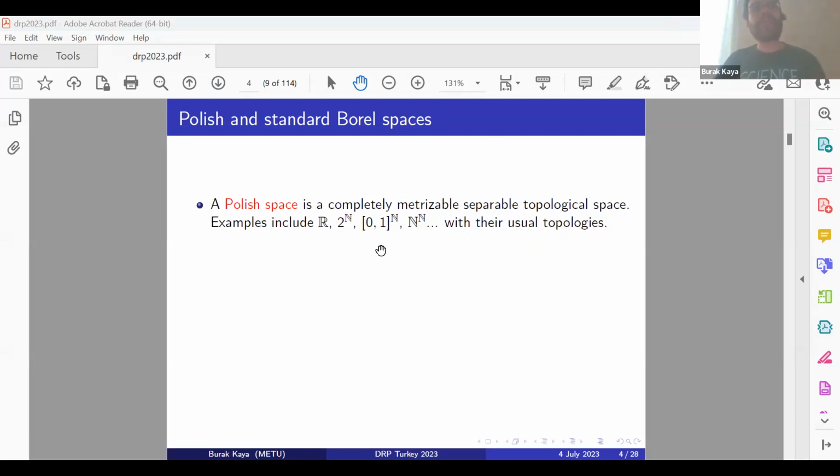The third one is called the Hilbert cube. It's the countable product of the unit interval with its usual topology. So you put the product topology. And the fourth one is called the Baire space, n to the power n. You put the discrete topology on n, you take the product topology. So these are all Polish spaces, okay?